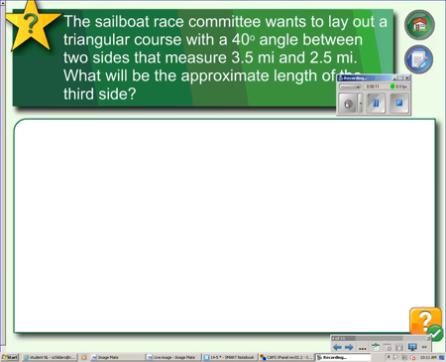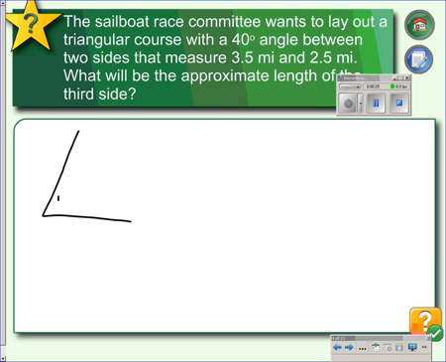So, suppose there is a sailboat race and the committee wants to lay out a triangular course with a 40-degree angle between two sides that measure 3.5 miles and 2.5 miles. What will be the approximate length of the third side? So we can draw a picture. This angle is 40 degrees. One side is 2.5, the other side is 3.5, and we're looking for x.